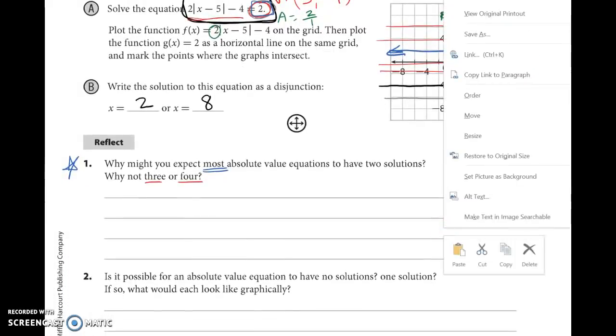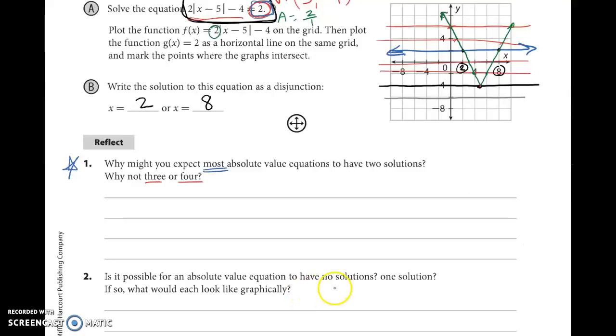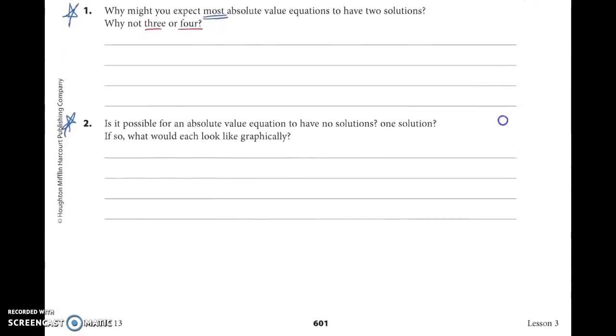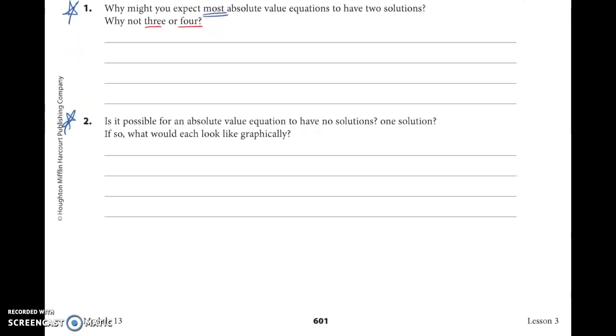So the next one says, is it possible for an absolute value equation to have no solution, one solution? If so, what would that look like graphically? And again, we discussed that up here, talking about this black line and this gray line here. So you should be able to write your reflection for that piece as well. Now again, since this is a video, you can pause and take time to do that now. I'm going to go ahead and move on.